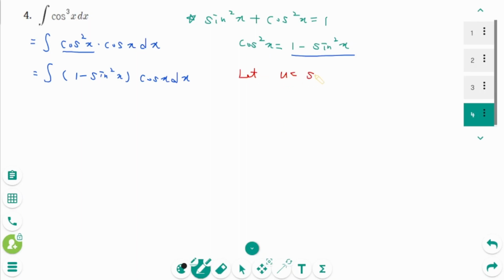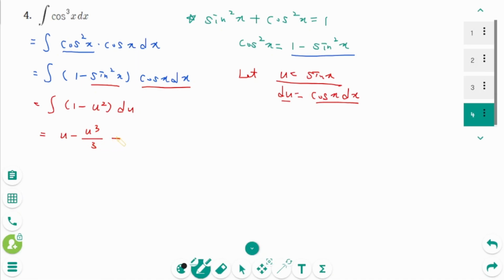Let u equals sine x, du equals cosine x dx. The integral of 1 minus sine squared of x equals u squared, cosine x dx equals du. Use the power rule for integration. 1 is u, minus u cubed over 3 plus c. u was sine of x, then sine of x minus sine cubed x over 3 plus c.